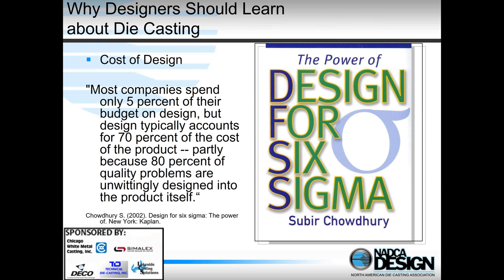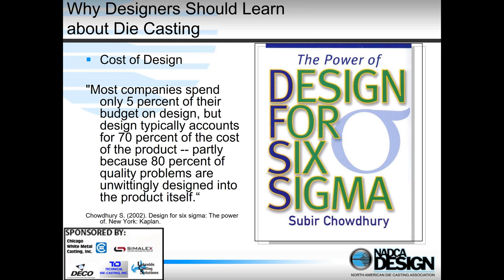And here's the reason why. We talked about this again last week, Mr. Chowdhury, and to quote him again, he's saying that most companies spend only 5% of their budget on design, but design typically accounts for 70% of the cost of the product, partly because 80% of the quality problems are unwittingly designed into the product itself. So basically what we're saying is that decisions made by designers such as yourself will provide 80% of the problem, at least according to Mr. Chowdhury.